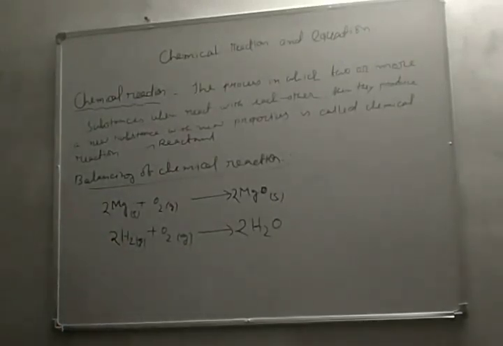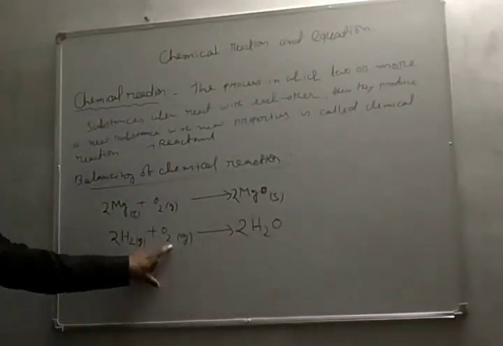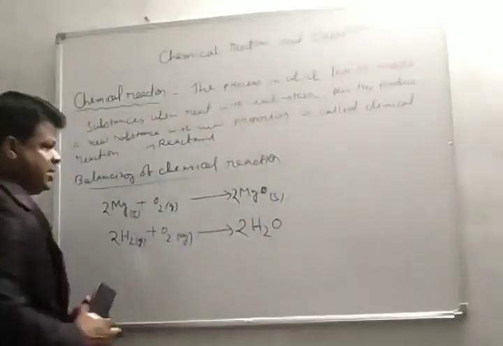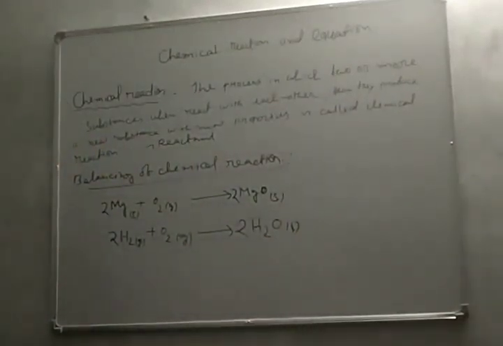Then you will see here the hydrogen atom is 4, here also 4. Oxygen is 2 and here also 2. And it is in liquid state. Now this reaction is called a balanced reaction.